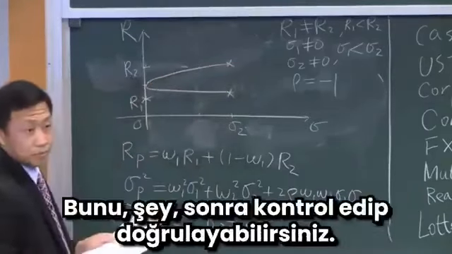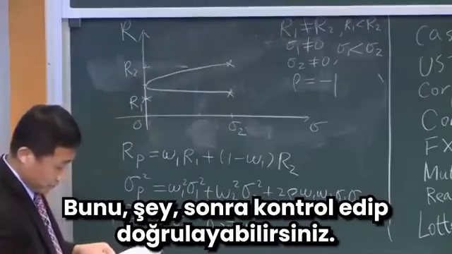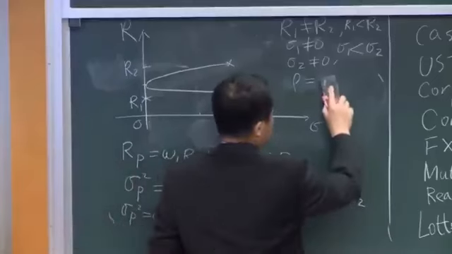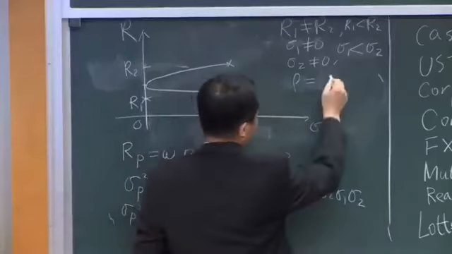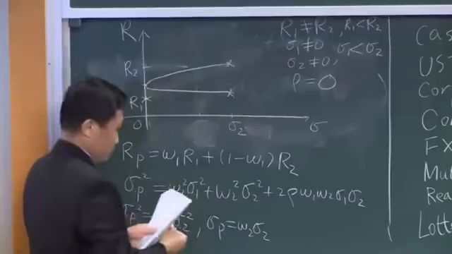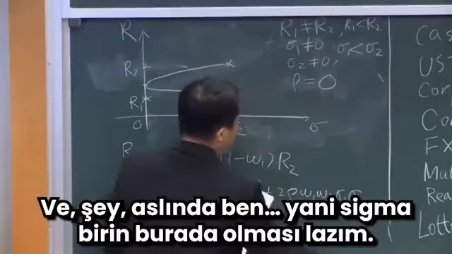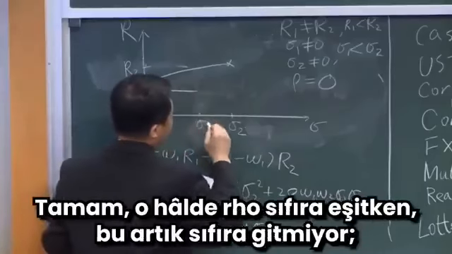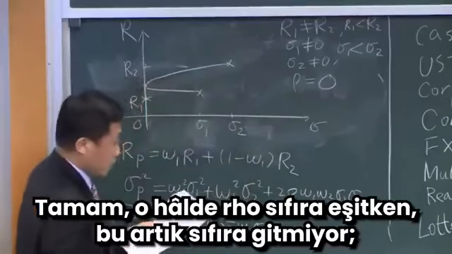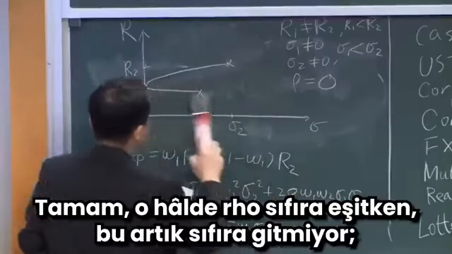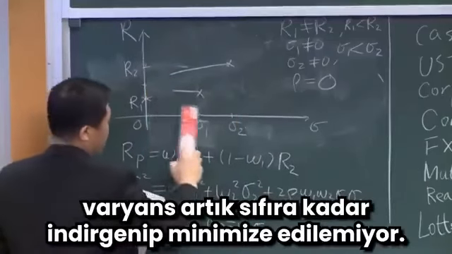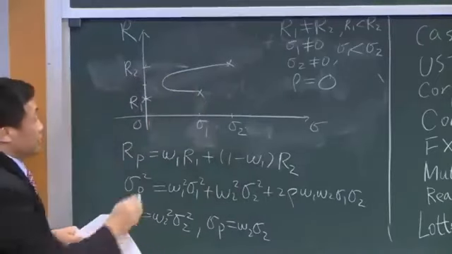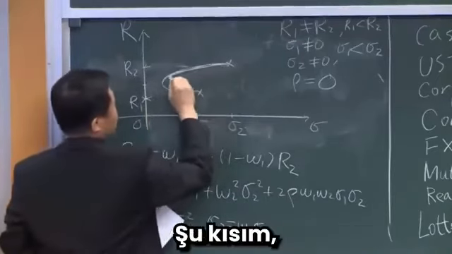So this is a quadratic function. You can verify and prove it later. And what if rho equals 0, and sigma 1 should be here, okay? So when rho equals 0, the variance can no longer be minimized to 0. So this is your efficient frontier, this part.